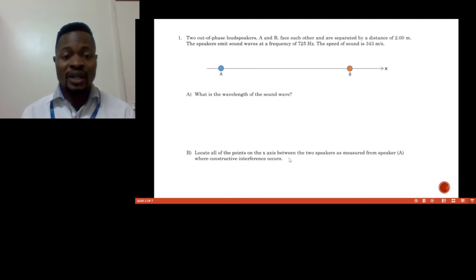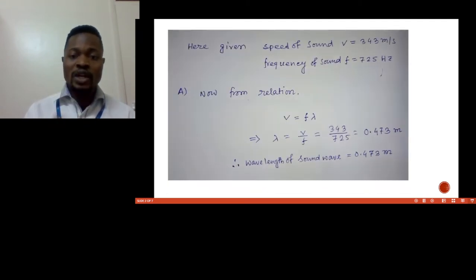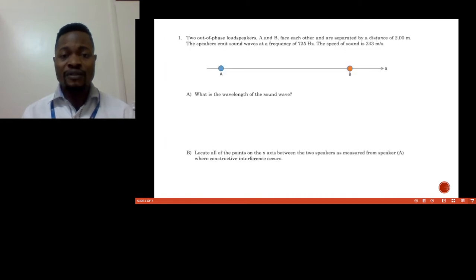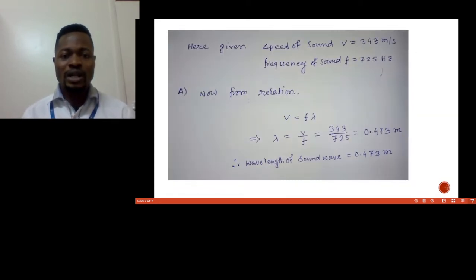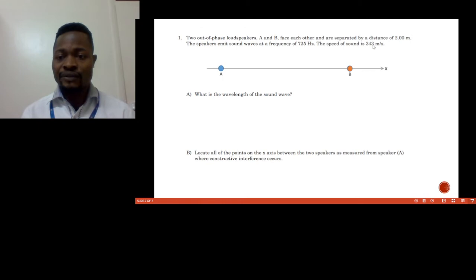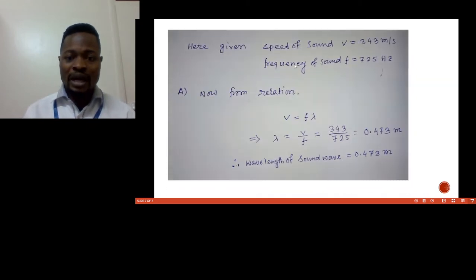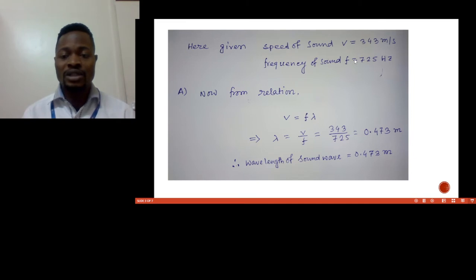and destructive interference. So what we are going to do here: when you are doing physics, you need to learn how to interpret the equation. You know what you are given, and then you know which formula to use and what you are looking for. Here we are given the speed of sound. V represents the speed of sound, and it is given as 343 meters per second. Now we have the frequency of sound, which is 725 Hz.